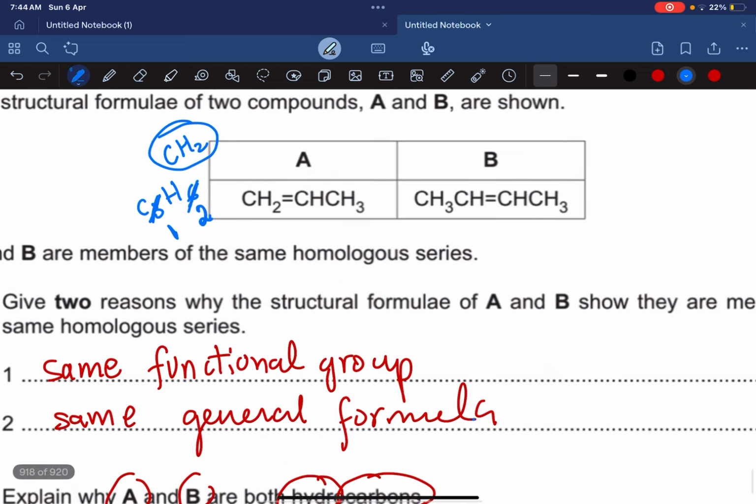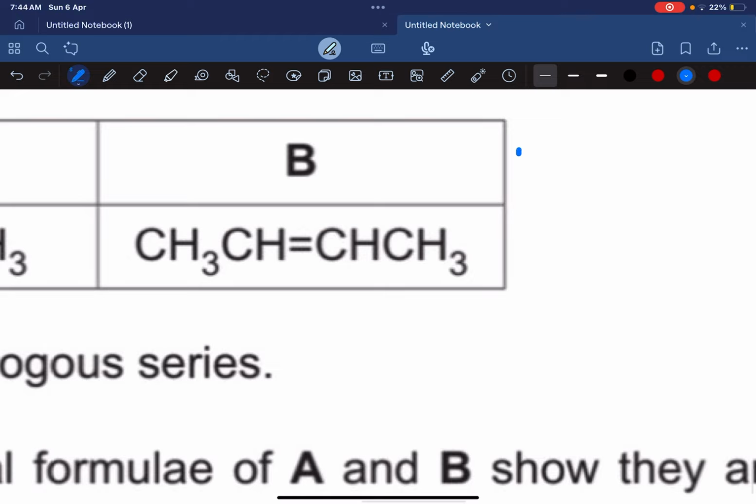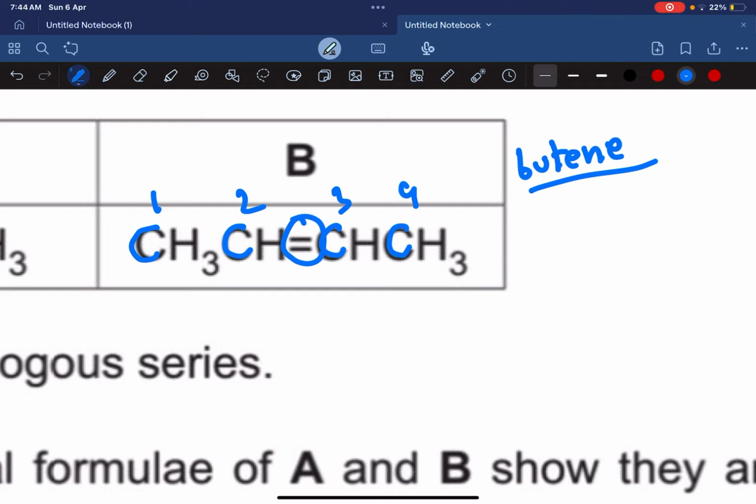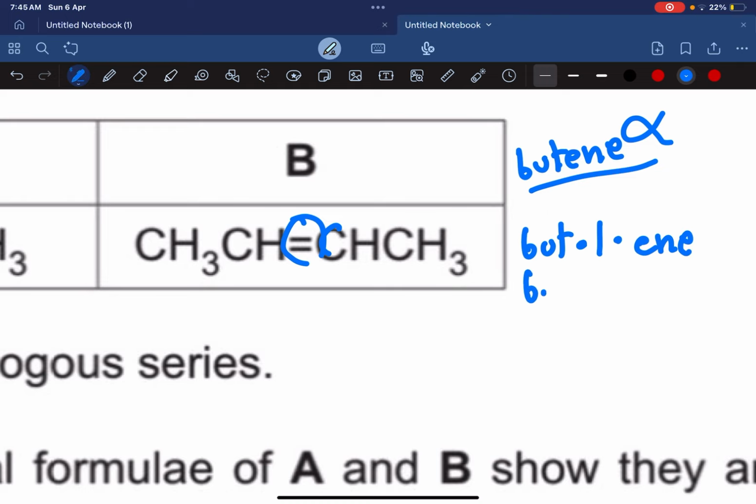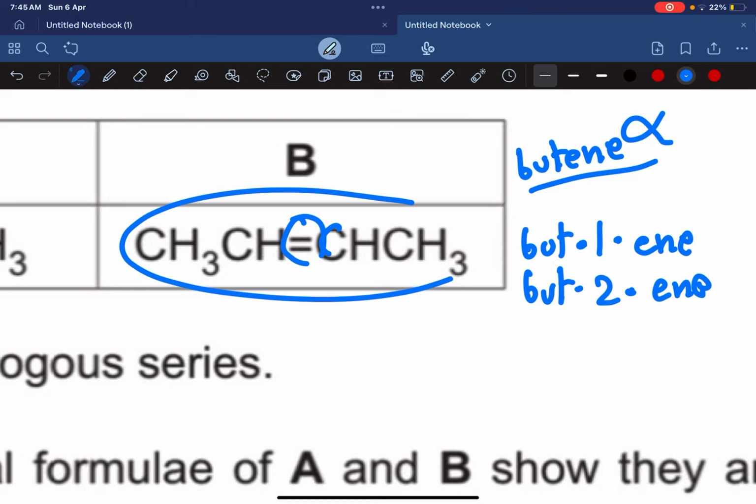Acha, compound B basically is butene. Okay, you know it. How do you know it? Because it has 4 carbon atoms, 1 2 3 and 4, and there's an ene group over here, so that's a butene. But the problem is that you cannot write butene. Why can't you write it? Because if you check the syllabus, it's clearly written that candidates should differentiate between but-1-ene and but-2-ene. So basically you should know whether this one is a but-1-ene or but-2-ene.